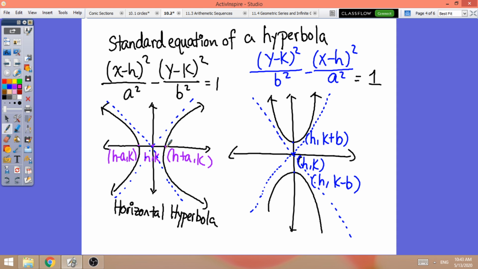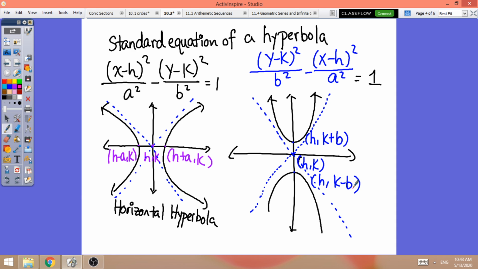So for the horizontal hyperbola, so one thing that we notice, so this one has the center. So we do have the vertices, not the center. Okay, so we do have h minus a, k, and then the other one, it's h plus a, k. Okay, so for the horizontal. And then for the vertical one, we do have h, k plus b. And then down here, we do have h, k minus b.